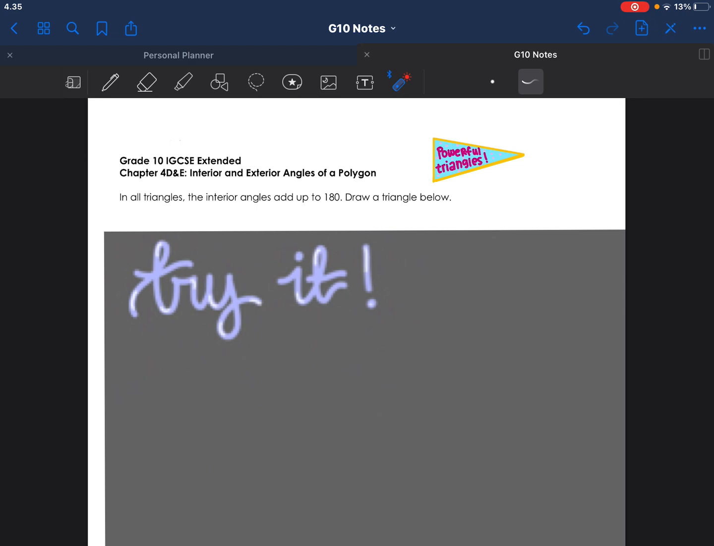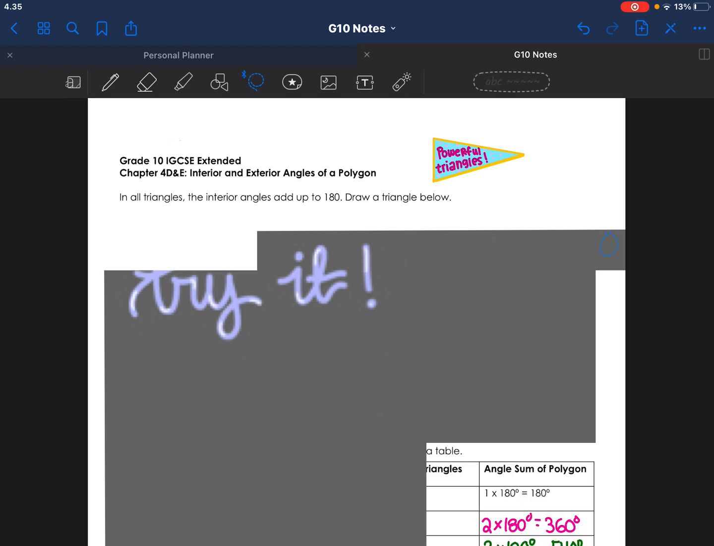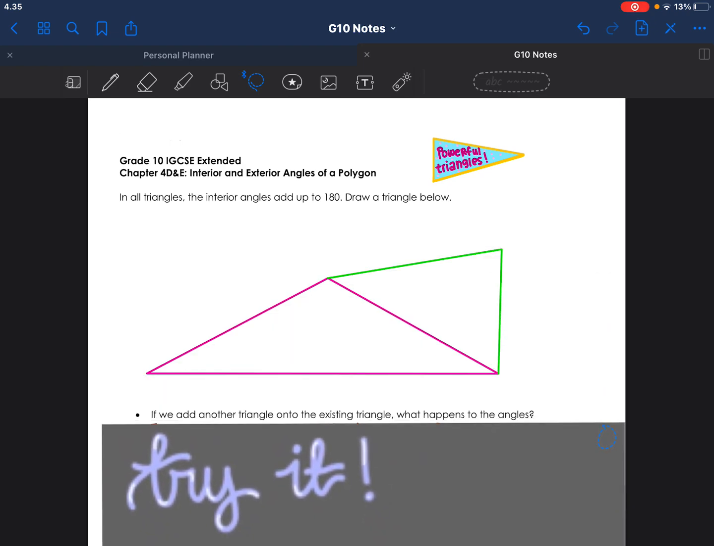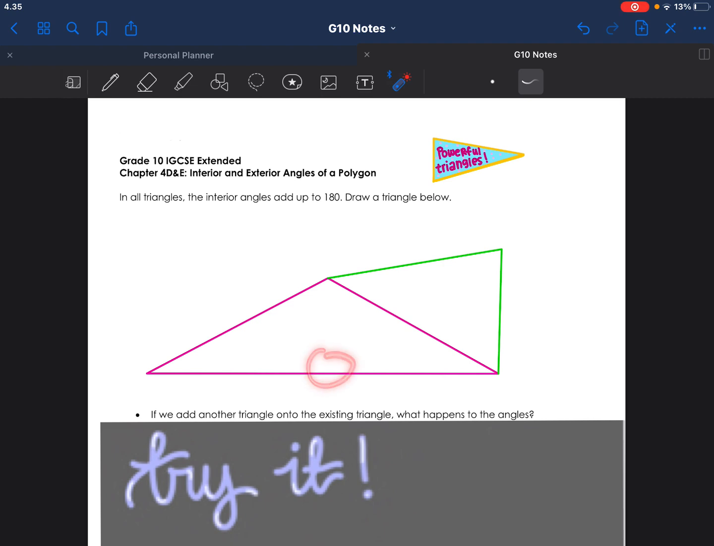So what I want you guys to do right now is grab a piece of paper, a ruler, and a pencil. In all triangles, the interior angles add up to 180, and we already know that. So I want you to draw a triangle on your piece of paper right now. Okay, all right. That's the first triangle that I drew, the pink one here.